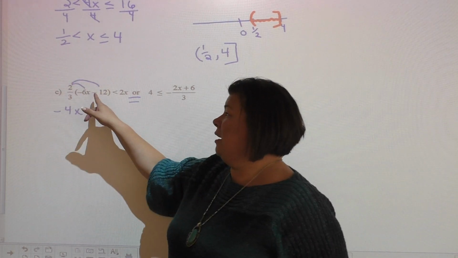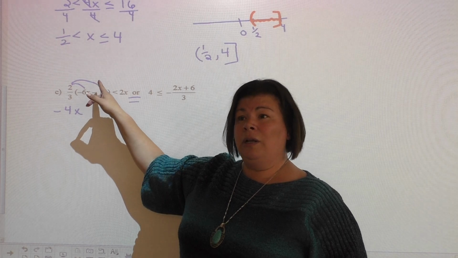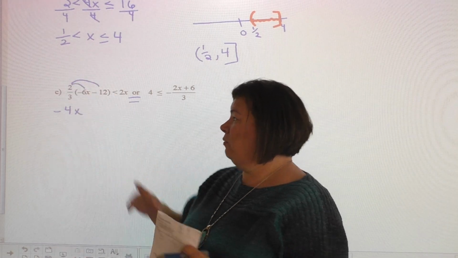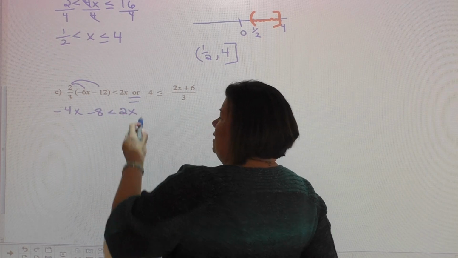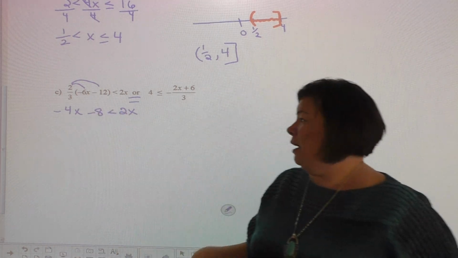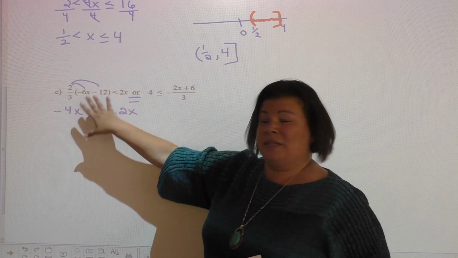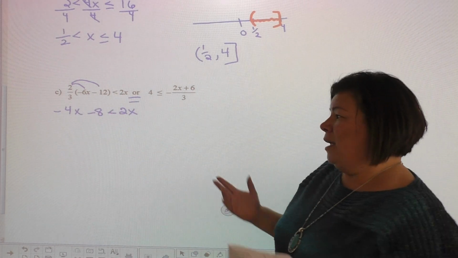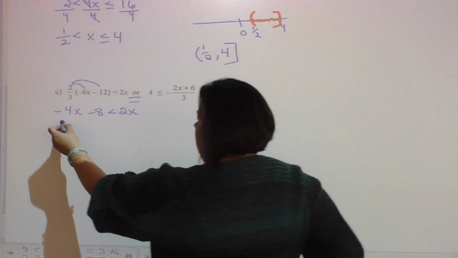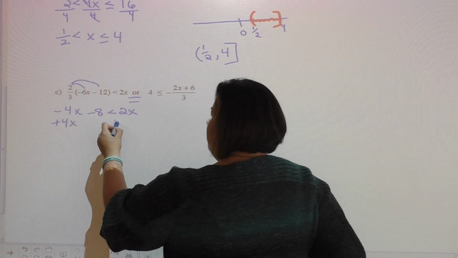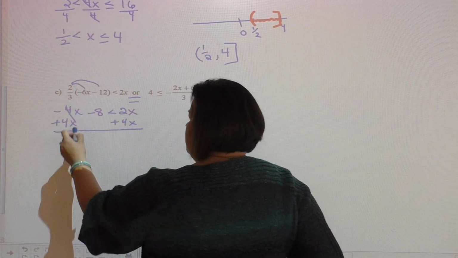So 2 times negative 12 is negative 24. But negative 24 divided by 3 is negative 8. So what we're saying is negative 4x minus 8 is less than 2x. So we're going to go ahead and solve this inequality here. And it's up to you if you want to get the variable to the left or right. Totally up to you. I'm going to bring the smaller one over by adding 4x to both sides.